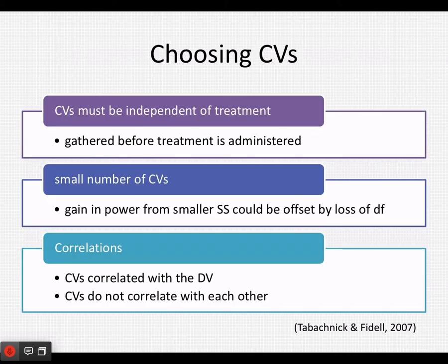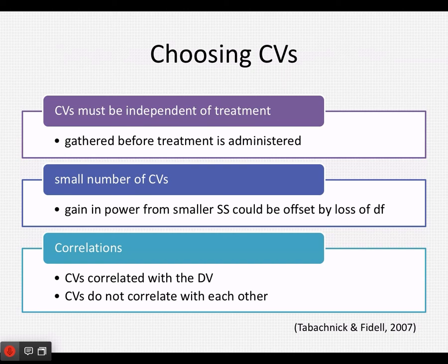One last thing that I think is important is how do we choose covariates? What are some things that we consider when we're choosing covariates? One is that the CV must be independent of treatment. So it's something that we should consider before we do the study.